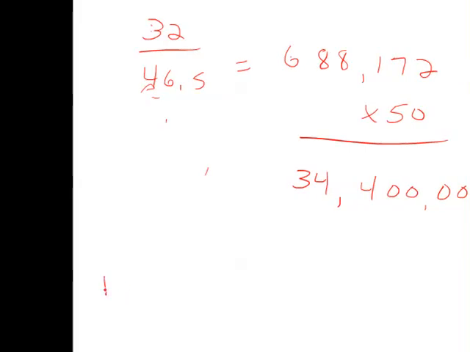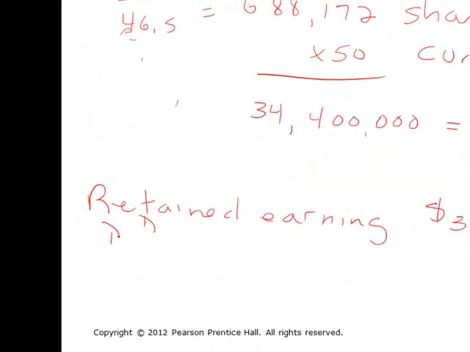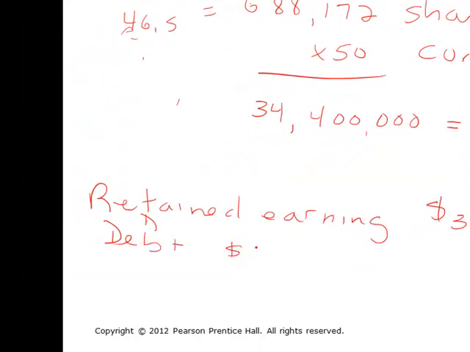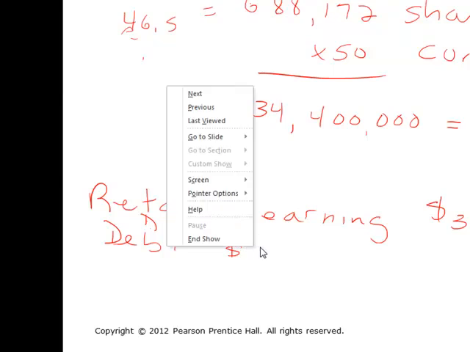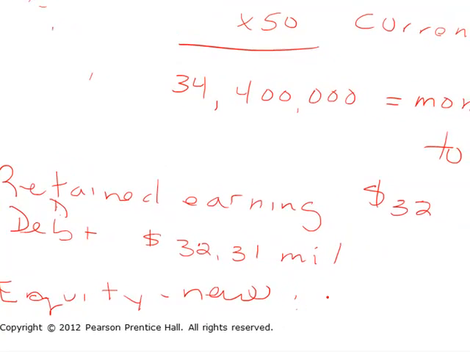So let's look at what we have. If they used retained earnings, and the problem doesn't really say if they had retained earnings, it would cost them $32 million. Using debt, we determined from the previous slide, would cost them $32.31 million. And raising new equity, issuing new shares, would cost them $34.4 million. So sure enough, retained earnings is the easiest and the least costly because it's there.